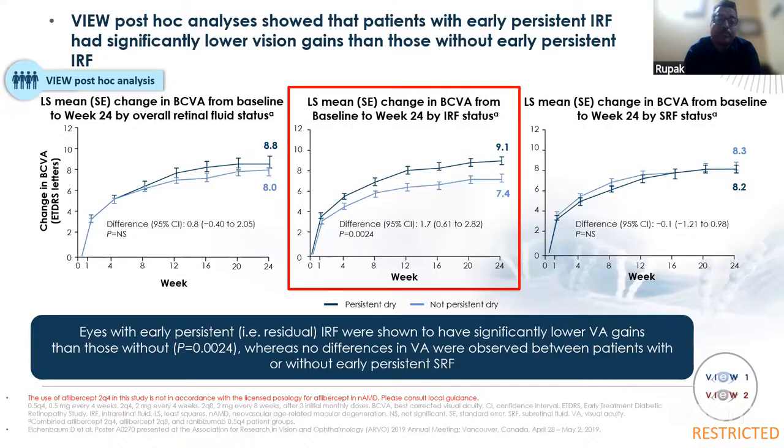The VIEW post hoc analysis showed that patients that had early persistent IRF had significantly lower vision gains than those without persistent IRF. This was in agreement with what we see in our clinical practice, that if patients have intraretinal fluid, they tend to have poorer outcomes. So eyes with early persistent IRF were shown to have significantly lower visual acuity gains than those without.